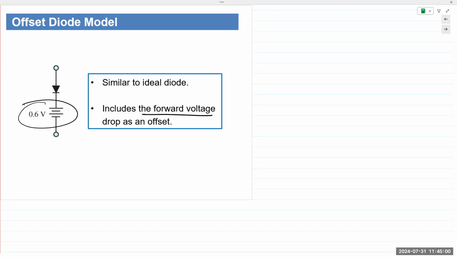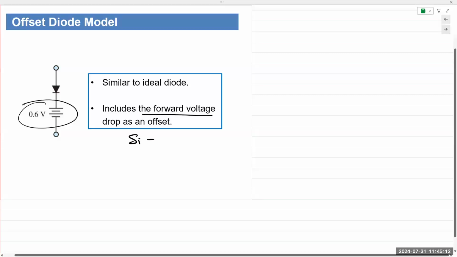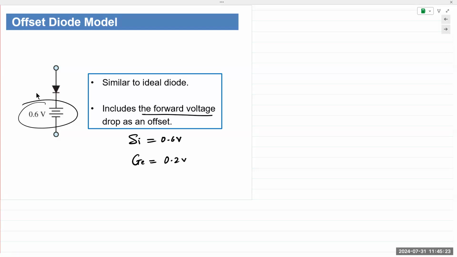If you are taking the lab, you will be able to see that in the first lab itself, okay, which is this Friday. So the forward voltage drop for a silicon diode is 0.6 volts. For a germanium diode is 0.2 volts. Okay, so some amount of a supply voltage is consumed by the diode to turn on, hence the offset diode model. There would not be any difference in the analysis except that you'd have to insert that 0.6 volts in there. That would be the only difference.